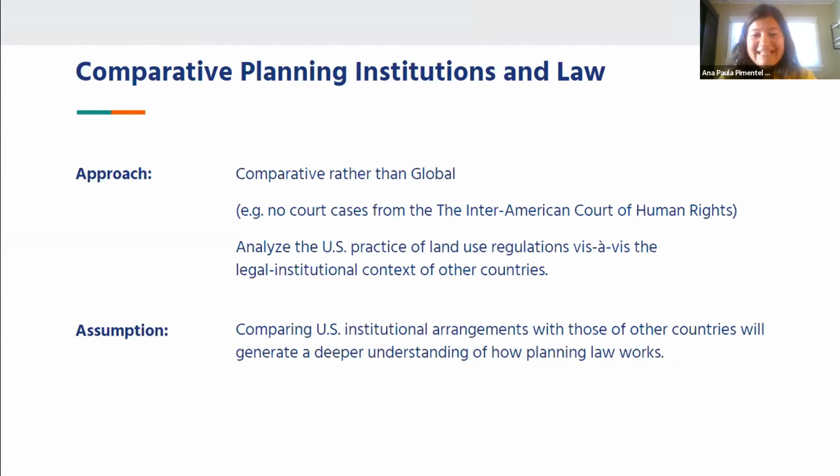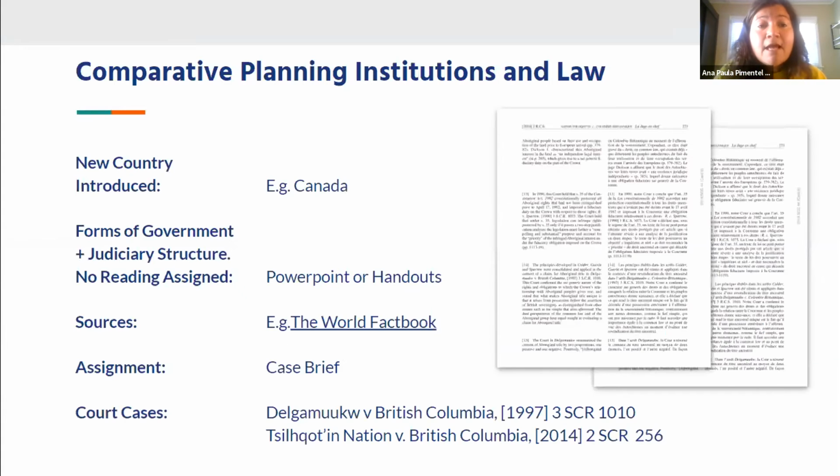The assumption of this is that by learning how other countries enact and implement planning law, we'll have a better understanding of our own systems and how they are constituted and function, more than just memorizing the cases, but truly understanding the underlying assumptions of different countries' planning models. So I would just give you one example.